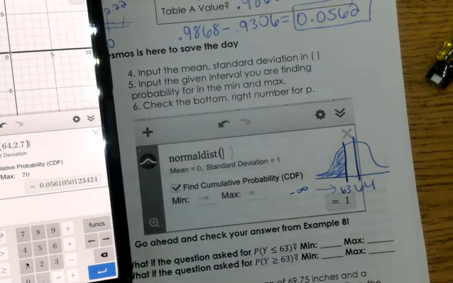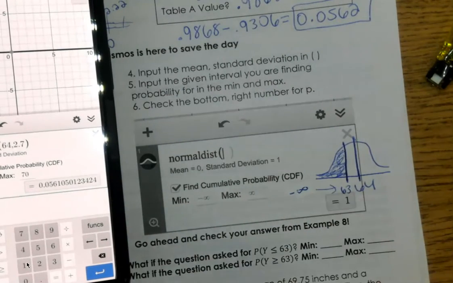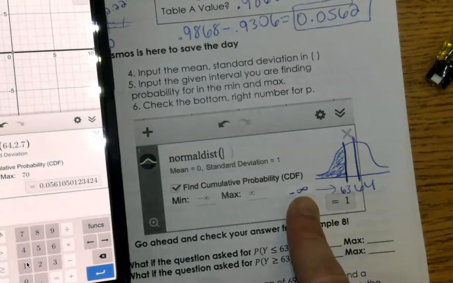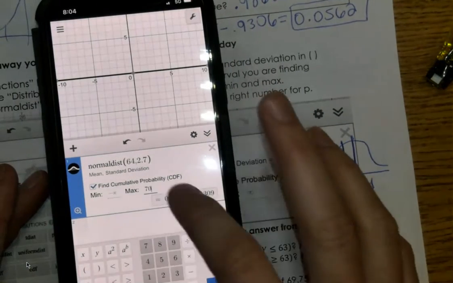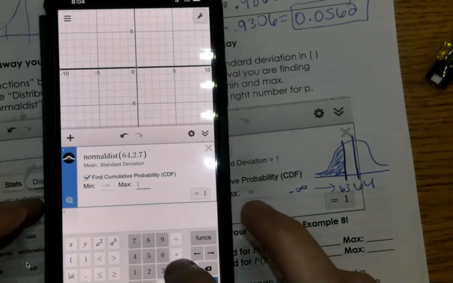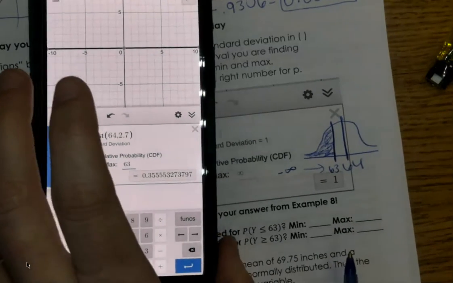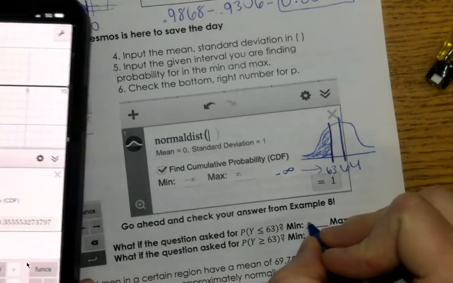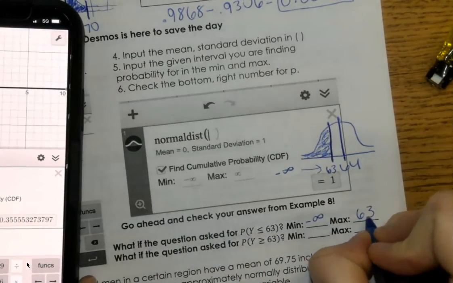Remember, you've still got 0.03% of the data outside 3 standard deviations, and I don't know how far down the curve it is. So negative infinity just captures everything to the left. So I'm going to delete out the 68, and automatically it populates as negative infinity. And then I'm going to put 63 in for the max, and that would give me my probability. So my min would be negative infinity, and my max would be 63.